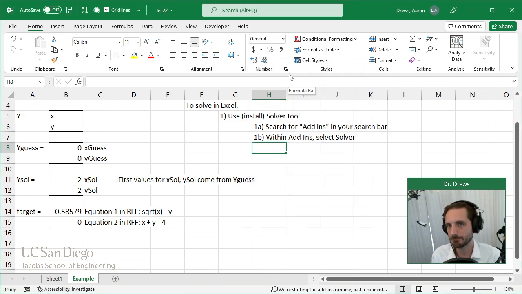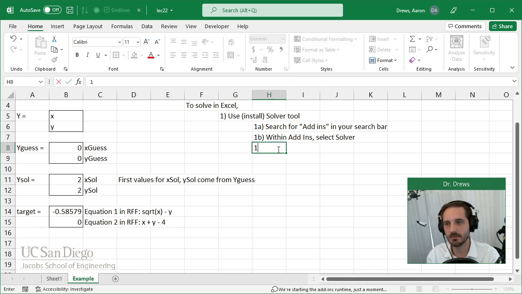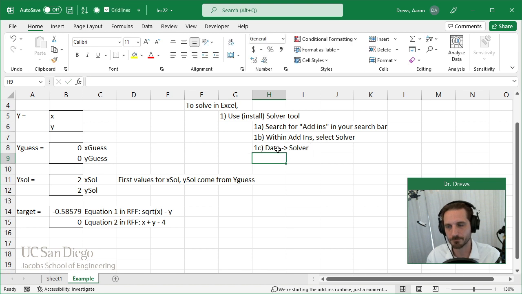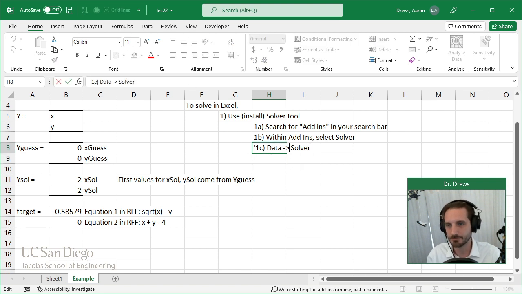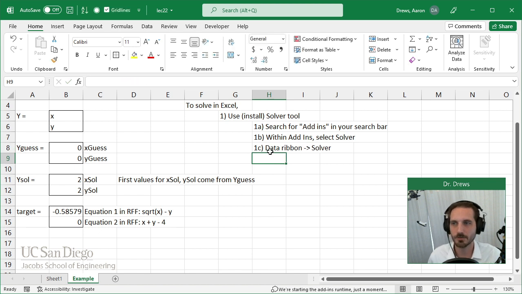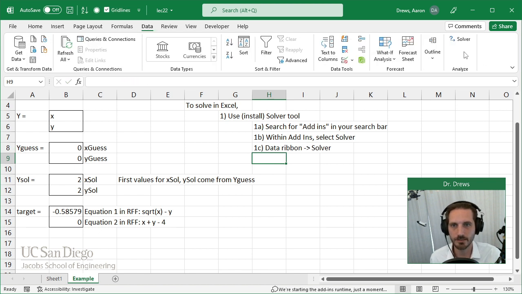We'll just wait a moment for it to install. And then the last part is, now that supposedly Solver has been added as an add-in, you want to go to Data on your ribbon. And over on the right should be Solver. So Data, way over here on the right, is Solver.